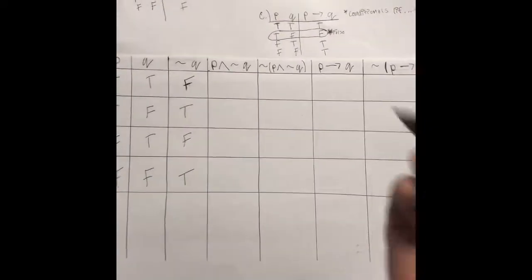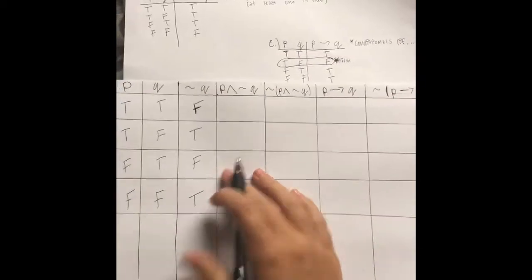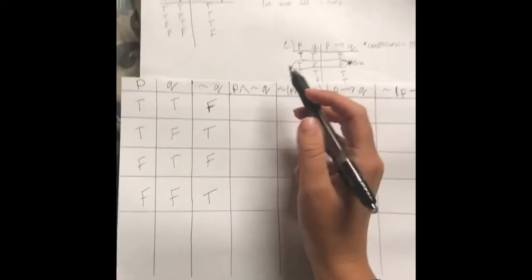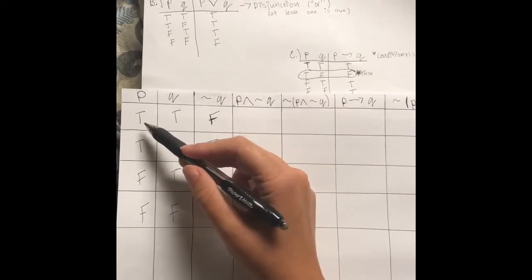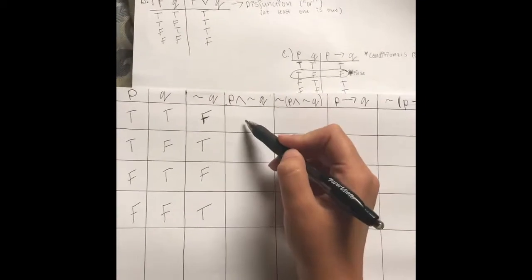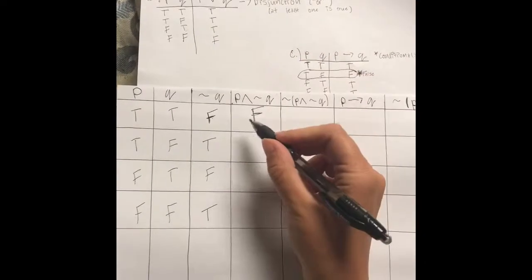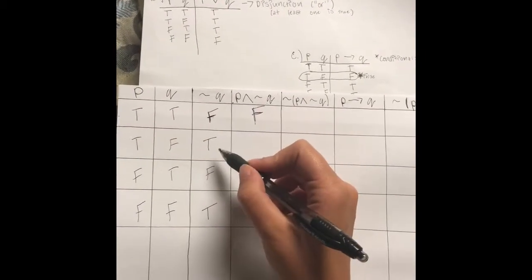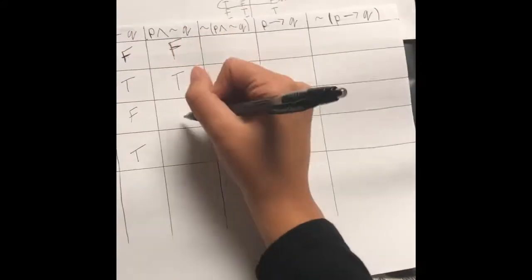So then going on to our next column, we have P and not Q. So just as we learned in this column, the negation of Q is the exact opposite of what Q would be. So P and not Q. So we look at the P column and then the negation of Q column right here. So we have a true and a false. So in this column, we would have a false statement right there. So we go down here. P is true. The negation of Q is true. So that would be true. False, false, and that's false.